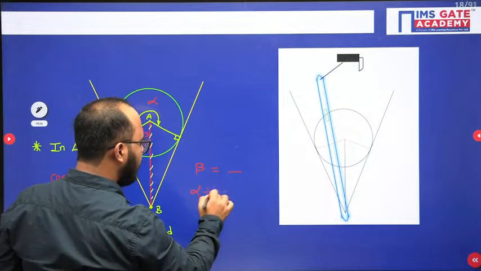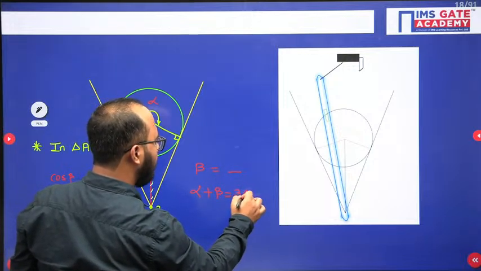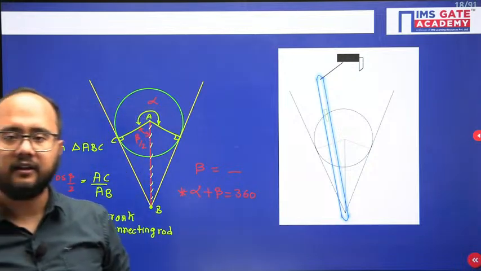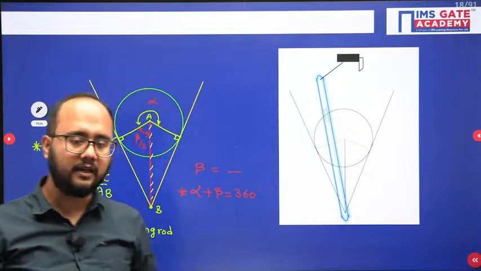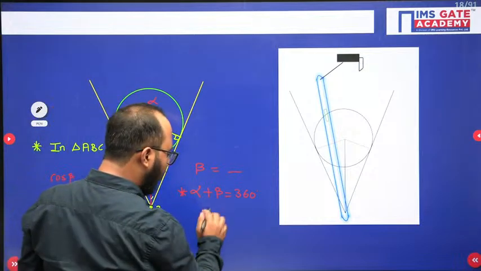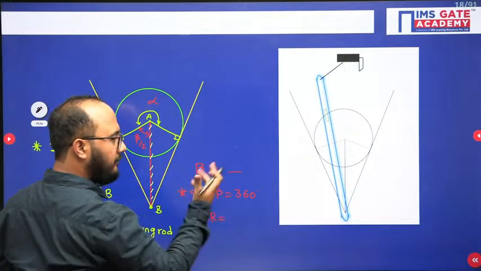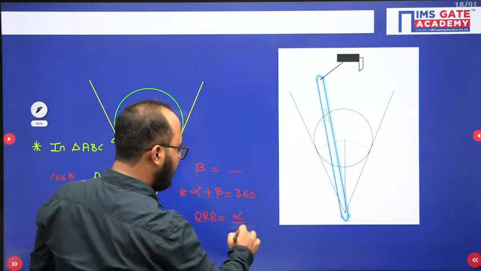Now alpha plus beta together make 360 degrees. Correct? Together it will be making 360 degrees. Now what is the quick return ratio? It is simply the ratio of alpha by beta. Alpha is our cutting stroke angle divided by the return stroke angle, that is beta.